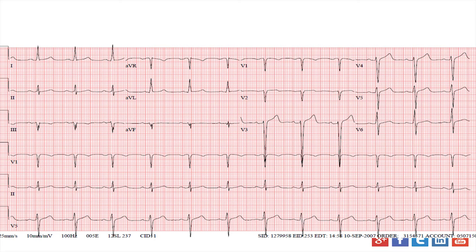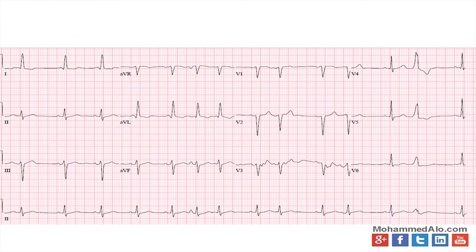All the ST segments look good. QRS looks fine. The QT interval does not look prolonged. And this is your basic normal EKG, but mainly to point out that you're going to miss those 30 degrees if you're looking at left axis deviation using AVF.